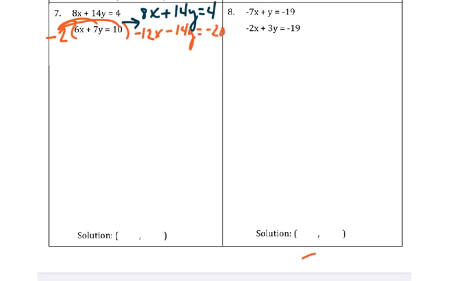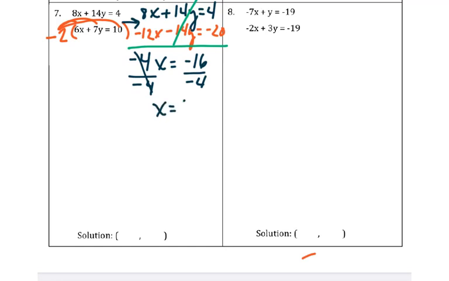So when I look at this, I have a letter that eliminates. My y value is 14 minus 14. Yep, that's 0. So those would eliminate. So now I just combine like terms. 8 minus 12 is negative 4x. 4 minus 20 is negative 16. Get x by itself by dividing by negative 4. So x equals 4.